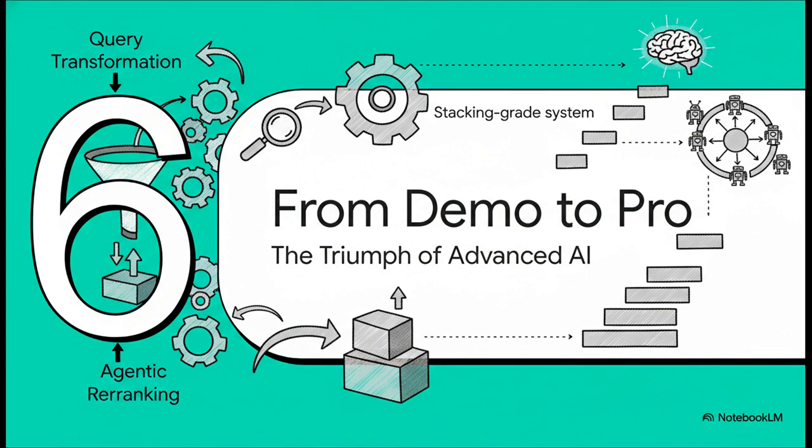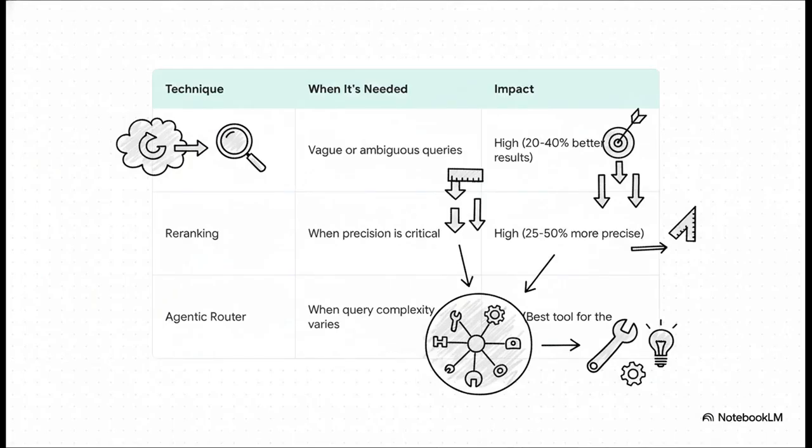And that right there is the secret. Stacking these advanced techniques, query transformation, re-ranking, and these smart query routers, that's what separates a cool but flimsy AI demo from a professional-grade, truly reliable system. And this isn't just about better help bots. This is the foundation for AI that can reliably do research, analyze complex documents, or perform any task where accuracy is absolutely non-negotiable.